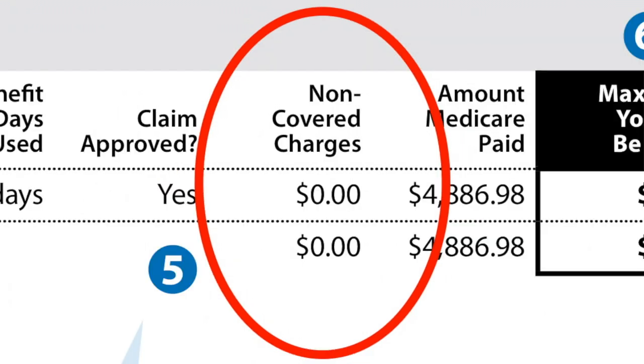Next column over is non-covered charges. If a claim was denied or only partially approved, the amount not covered in the approval will show up there. Not all non-covered charges are your responsibility to pay, but some are. Pay attention to the footnotes for more info.